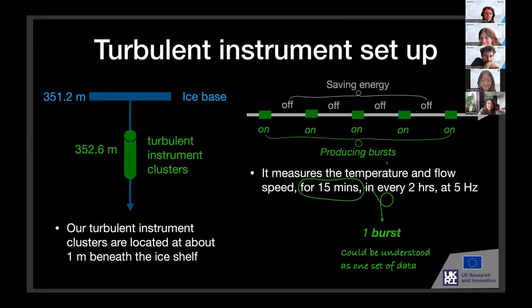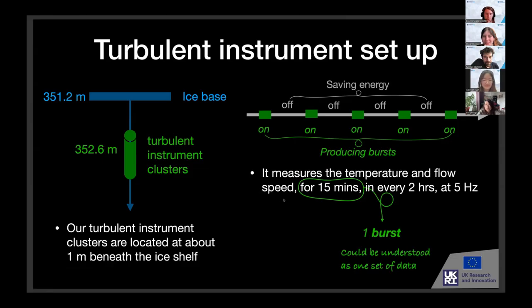And then is our turbulence instrument setup. So we have the ice base here at about 350 meters, and then also our turbulence instrument clusters about 1 meter beneath it. Of course, it's not true to the real life scale, otherwise life would be so much easier. And so we have our instruments here that can measure the temperature and also the flow speed.